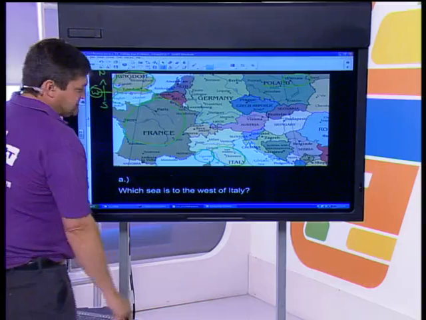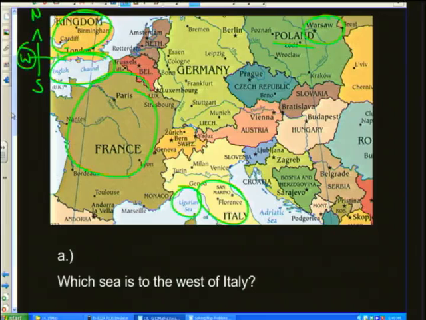So, Budapest, where is Budapest? I should be able to pick it up straight away because I've been there. Here it is, Budapest, and the country is Hungary.